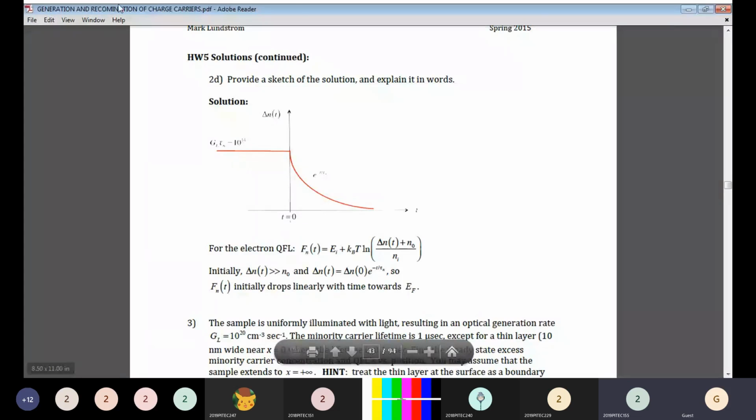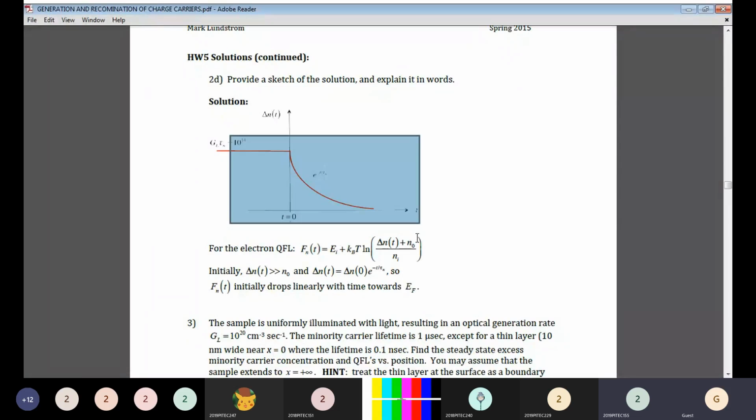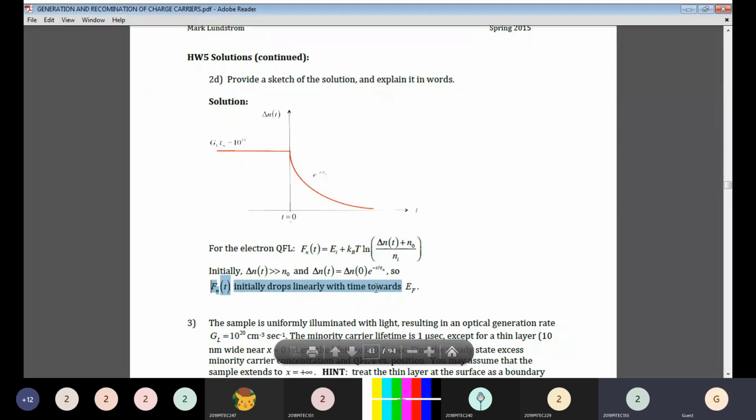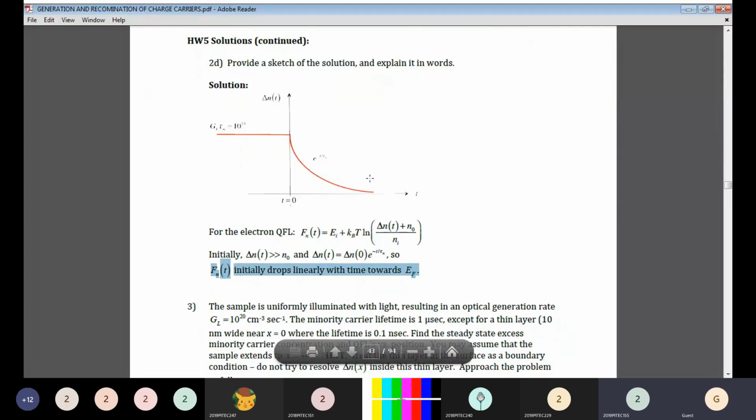Next. Provide a sketch for the solution and explain it in words. So this is the diagrammatic flow for the electron QFL. F_n of t equals E_i plus k_B T ln of (delta n of t plus n naught) by n_i. Initially, delta n of t is very much greater than n naught, and delta n of t equals delta n of 0 times e to the power minus t by tau_n. So F_n of t initially drops linearly with time towards E_F.